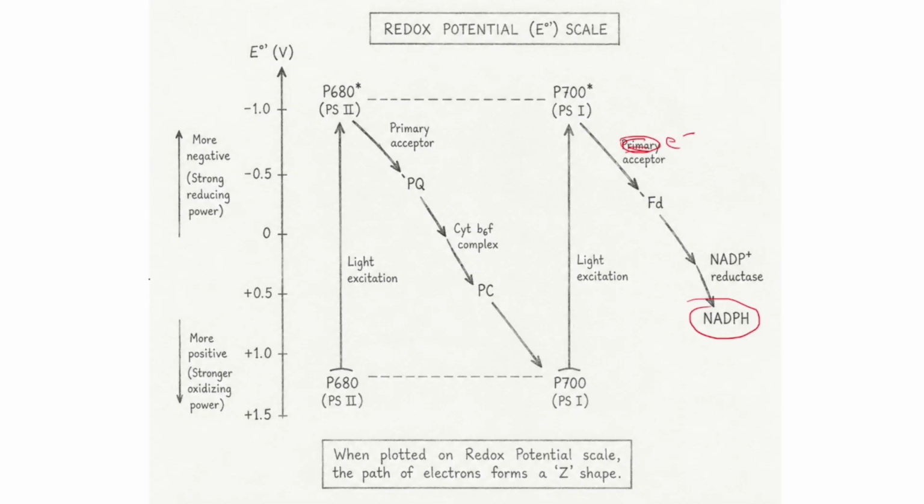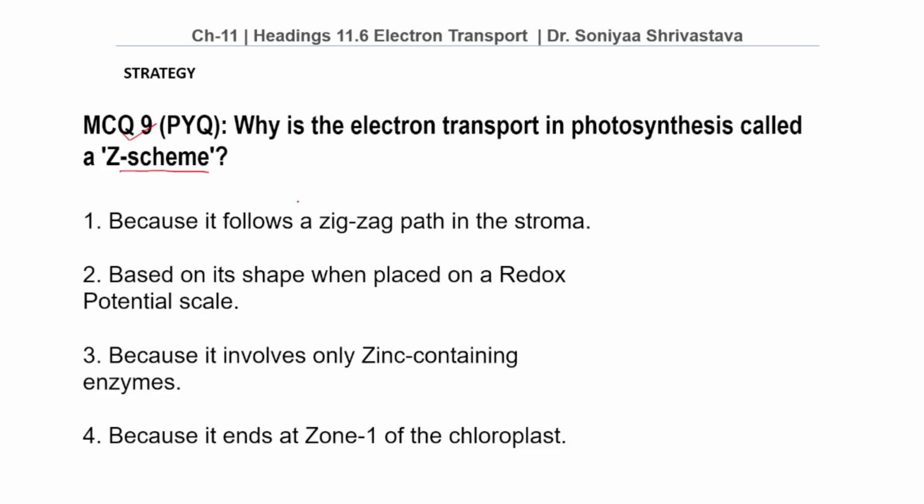Now let's see our options. Option number 1, because it follows a zigzag path in stroma. First of all, electron transport occurs in thylakoid membrane, not in the stroma. Also, the name is not based on its physical path inside the chloroplast. Therefore, this is the wrong option. Now, moving on to option number 3. Because it involves only zinc containing enzymes. There is no connection between the Z scheme and the zinc. This is a distractor.